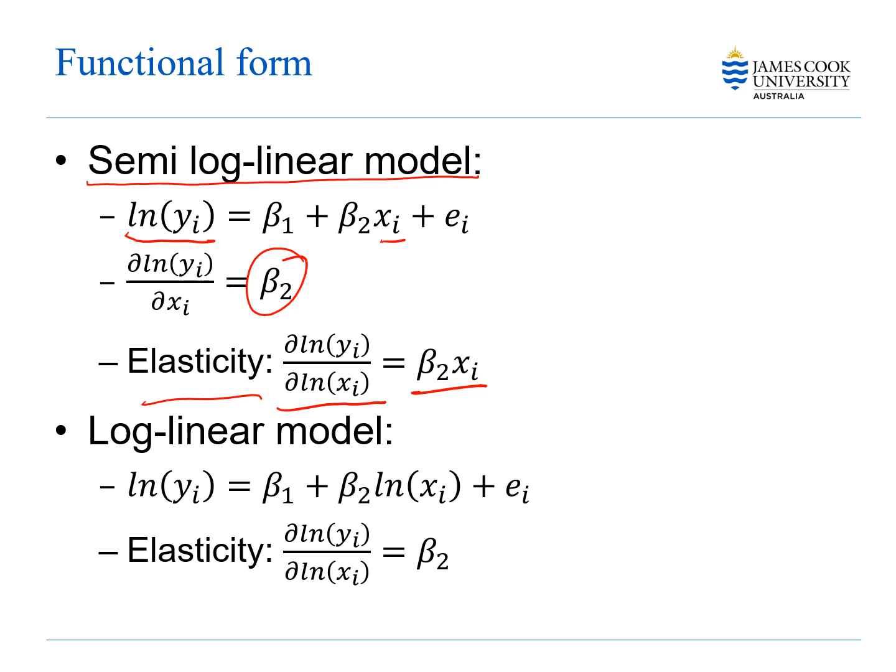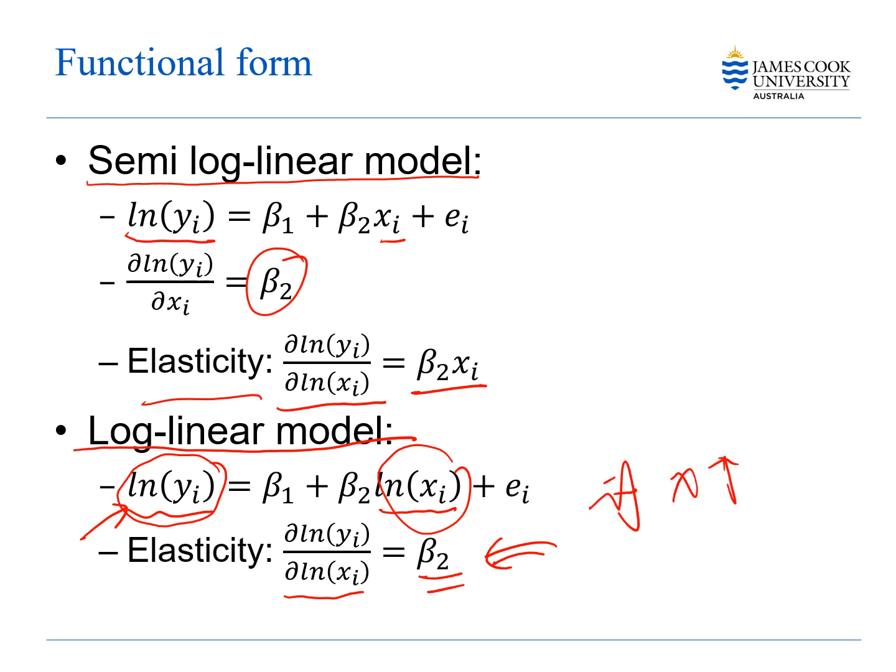We can also specify what is called log linear model. So now the dependent variable is in logarithm form. The explanatory variable or independent variable is also in log forms. So here, the elasticity is very easy to calculate. Differentiate log y with respect to log x, we get beta 2. This is elasticity. And here, beta 2 can be interpreted as if x increased by 1%, y will increase by beta 2%.